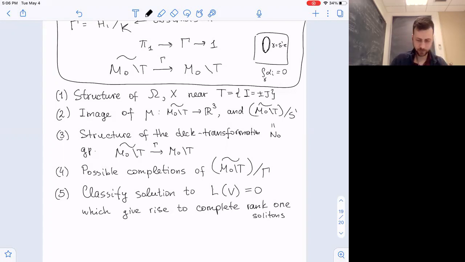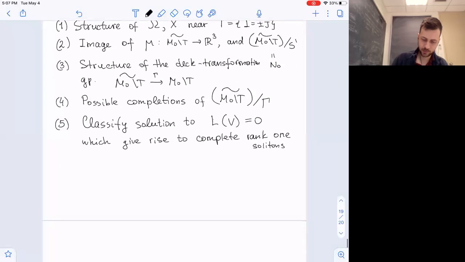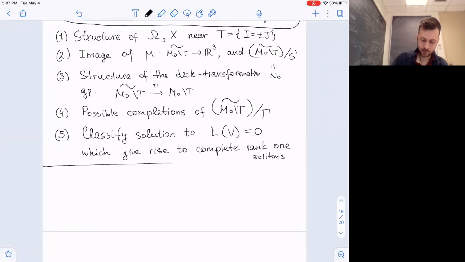So I will probably talk more about part 2 and then talk a bit about part 1. Maybe actually we'll have to skip most of this part. Well, let's see. That's how it goes. So, structure of omega and X. Maybe let me just write the statement. So for this part 1.